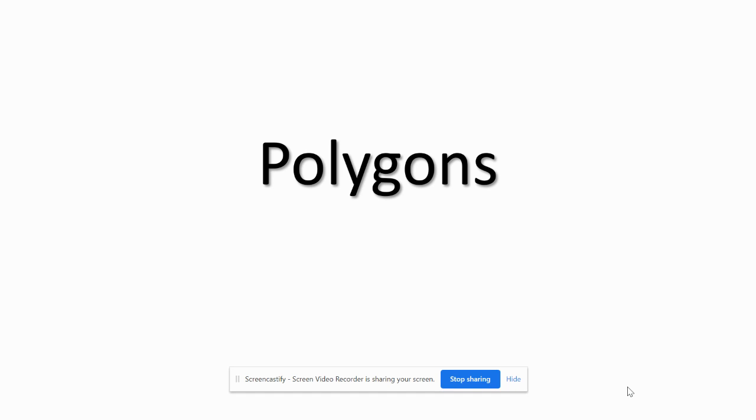We're going to be talking about polygons. Now, what poly means, just poly, means many. And gon means sides. So we're going to be talking about figures that have many sides. Now, in polygons, the side must be a straight side.